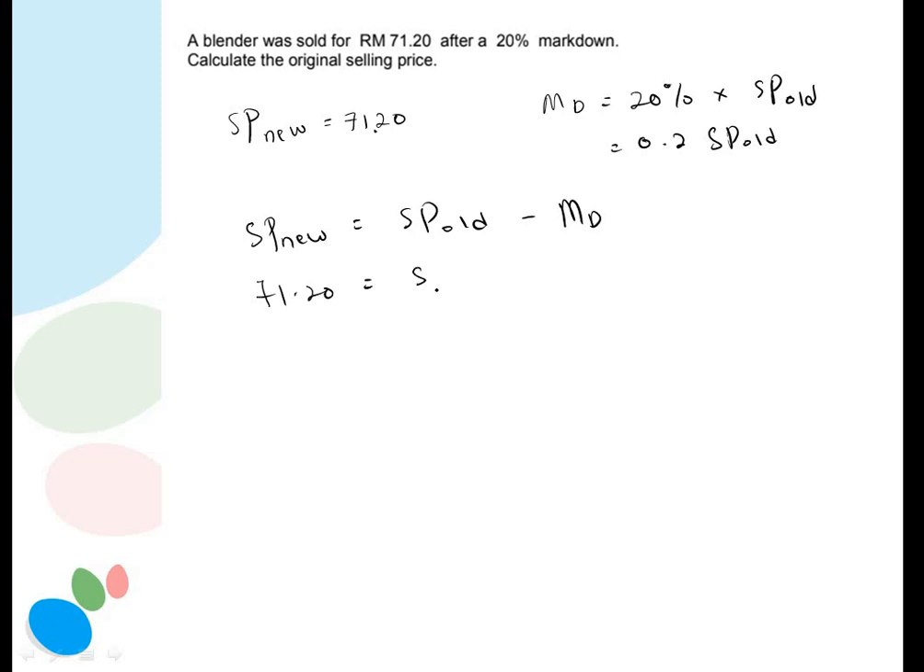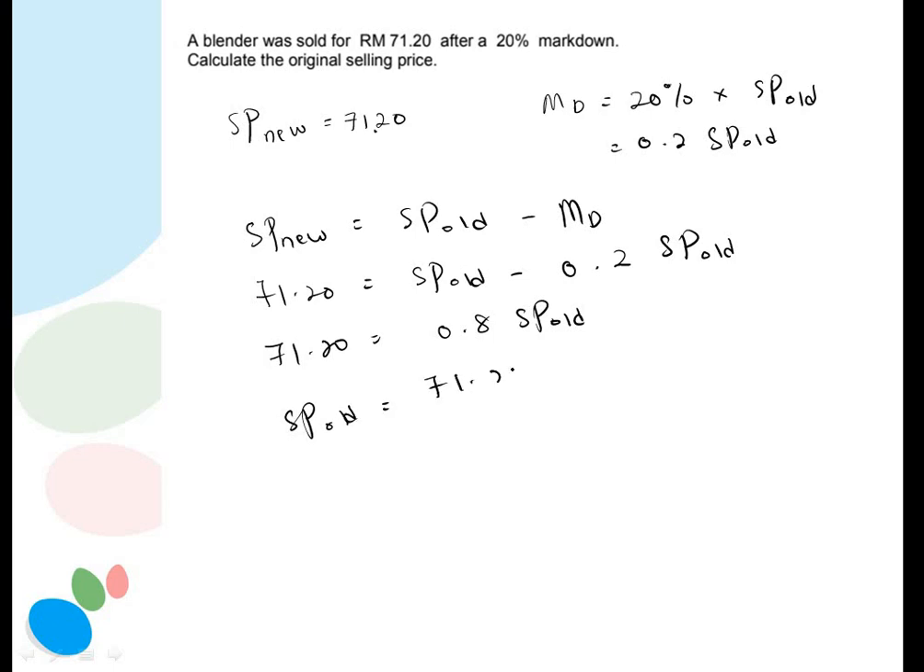The original selling price is the amount that we want to find minus our markdown, 0.2 based on the original selling price. Okay, 1 SPO minus 0.2 SPO. Okay, so 1 minus 0.2, 0.8. And then to get the old selling price or original selling price, 71.20 divided by 0.8. Final answer is RM89.